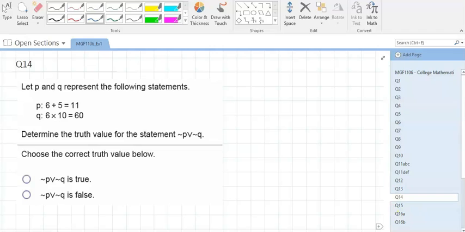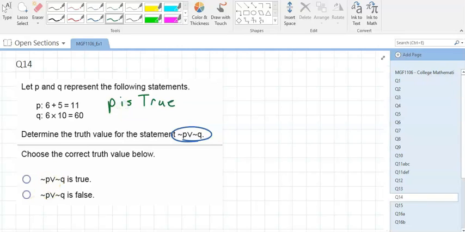So 14. Here they want you to run a truth table on this. Now the thing about this one is you're not doing all cases. You know if these statements are true or false. So up here when you look at P, it says 6 plus 5 equals 11. Is that true? So we already know that P is true then.